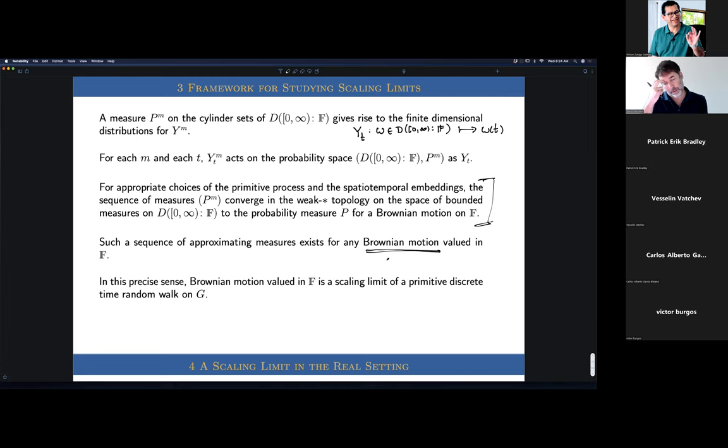Now, in this precise sense, Brownian motion valued in F is a scaling limit of a primitive discrete time random walk. And again, you can be an FD. A little more complicated to know what this should be in the case of F like a vector space over Q_p. And there are more choices. But in any case, this should work the same for all of them, though that's not proved.